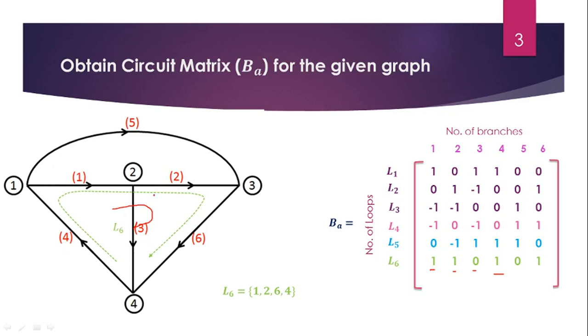Branch 5 is not part of this loop, so that's why it's 0. And branch 6 is in the same direction as the loop, so that's why it is 1.